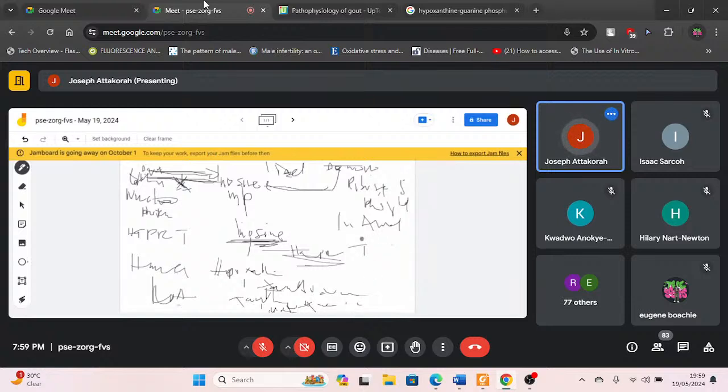But in animals, they have an enzyme called uricase. And this uricase will convert the uric acid to allantoin. And this allantoin is water soluble and it will be excreted via the kidney. So it will be difficult for the animals to get gout or hyperuricemia because of the uricase.